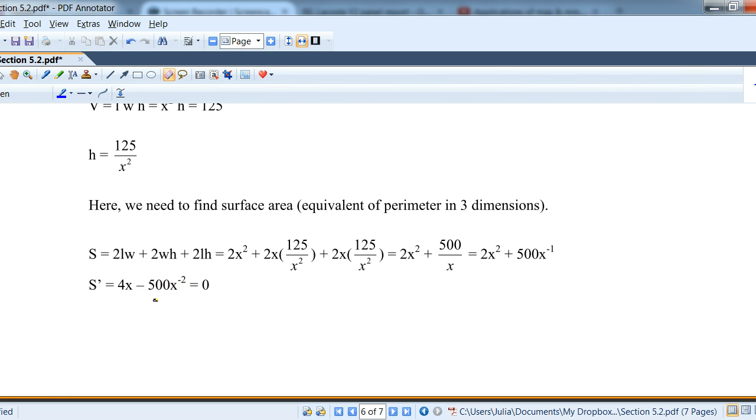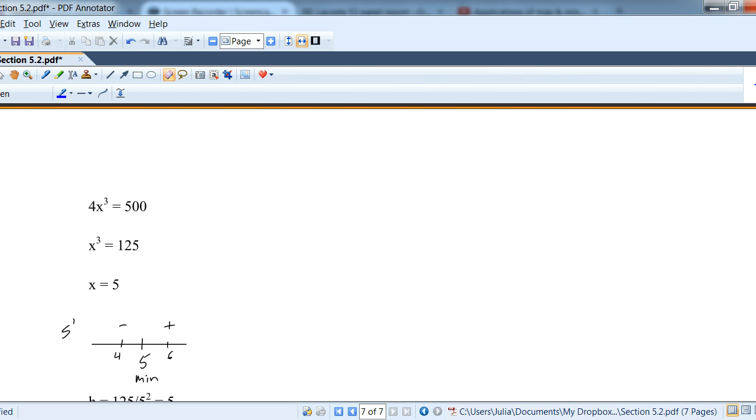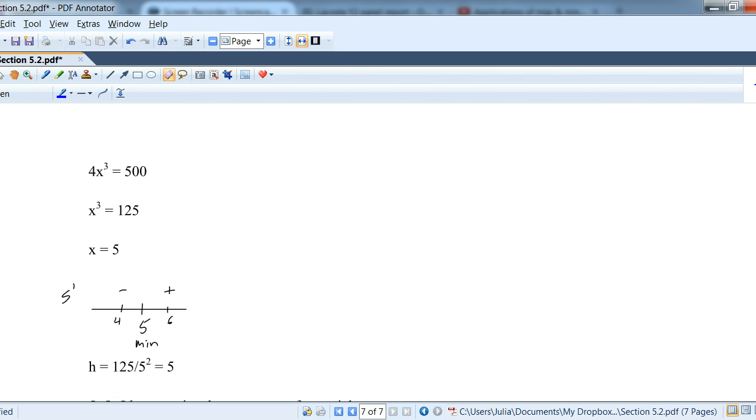It probably helps to rewrite it like this. I paused the video and I basically put x squared in the denominator so it's easier to see. So here's where you can plug in 4 or 6 to check for the sign. And anyway, that happens to be a minimum.